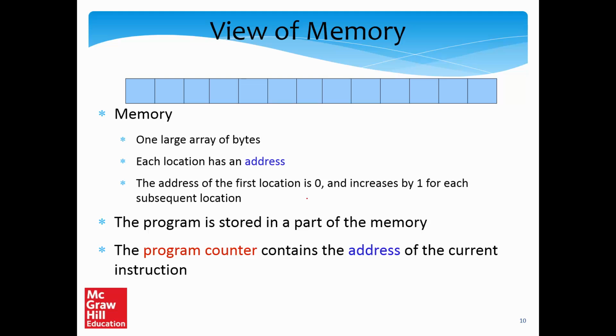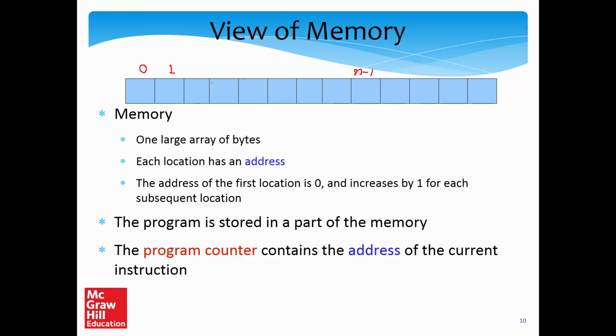So now let's take a look at memory. All assembly language programs, or all programs for that matter, look at memory as one huge, very large array of bytes. Each byte or each location has an address. We start counting from 0 in computer science. So the address of the first byte is 0, the address of the second byte is 1, and similarly the address of the nth byte is n minus 1.